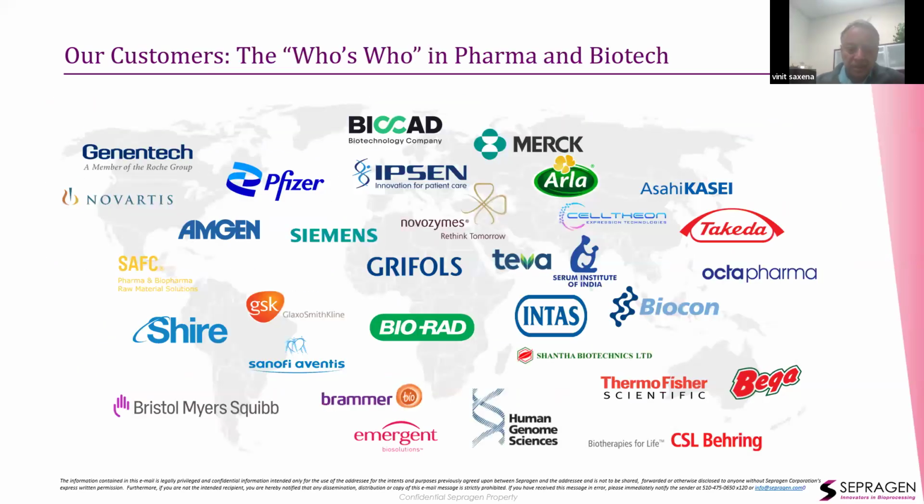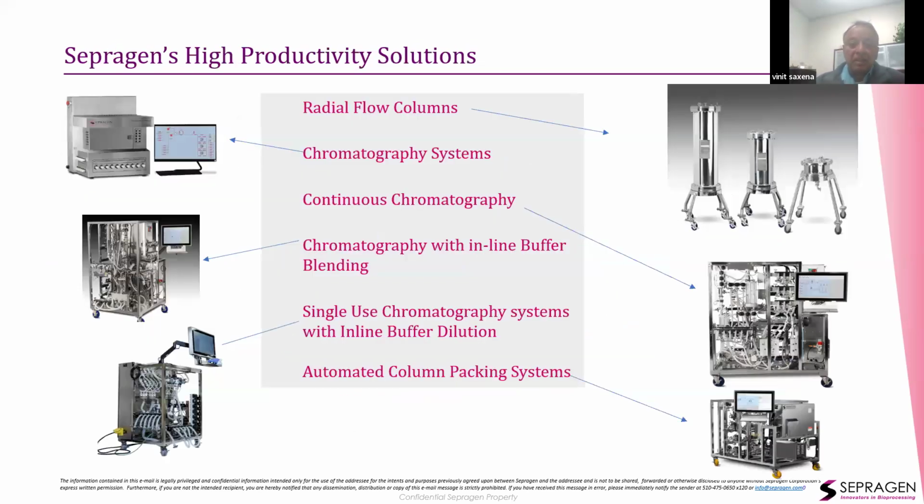These are some of our customers, many of which are using our products for commercial manufacturing, but we can't talk about each particular application because of confidentiality reasons. And there's a quick glimpse in a picture of our high productivity solutions. We are here to talk about radial flow columns and why you should use those.